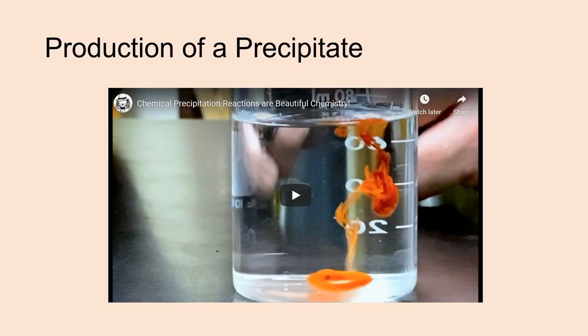We could also have something called a precipitate formed. Now a precipitate is where there is two liquids that when they react they form a solid, and that solid is not able to dissolve. Can you remember what a solid that does not dissolve in a liquid is called? We call these solids insoluble. So a precipitate is an insoluble solid formed from two liquids.